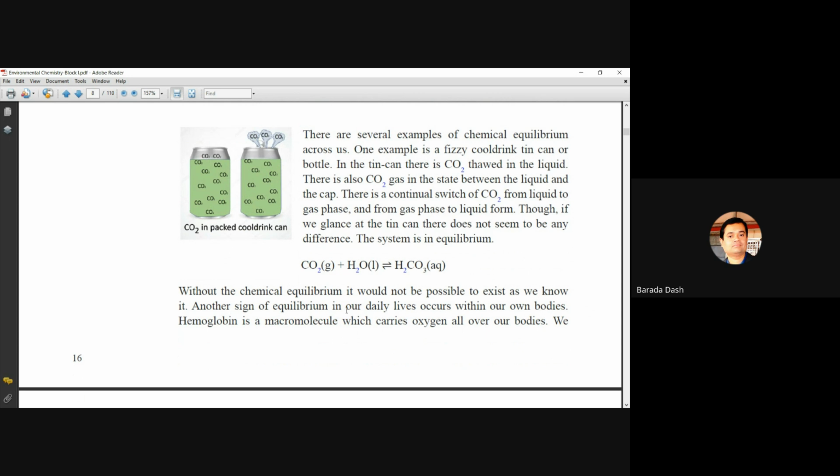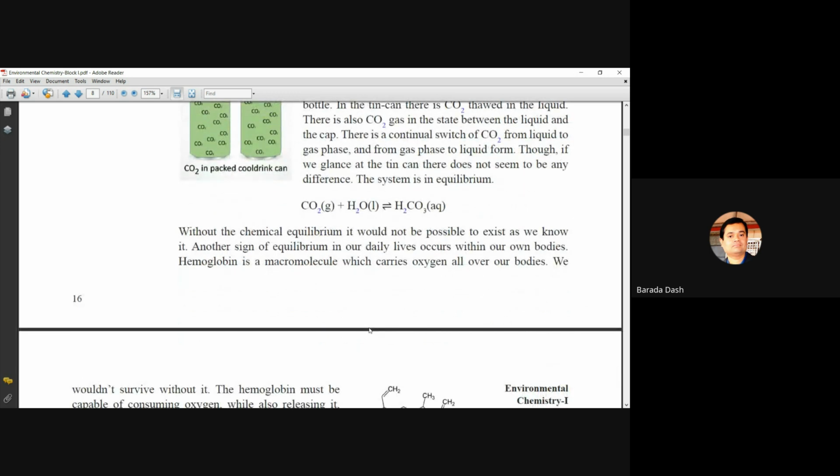Another example of equilibrium in our daily lives occurs within our own bodies. Hemoglobin is a macromolecule which carries oxygen to all parts of our body. Do you know where hemoglobin is present? In our blood. What is the role of hemoglobin? What does hemoglobin do?